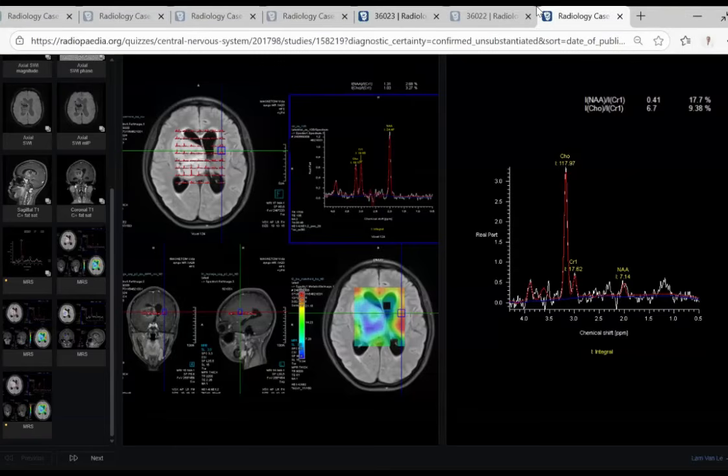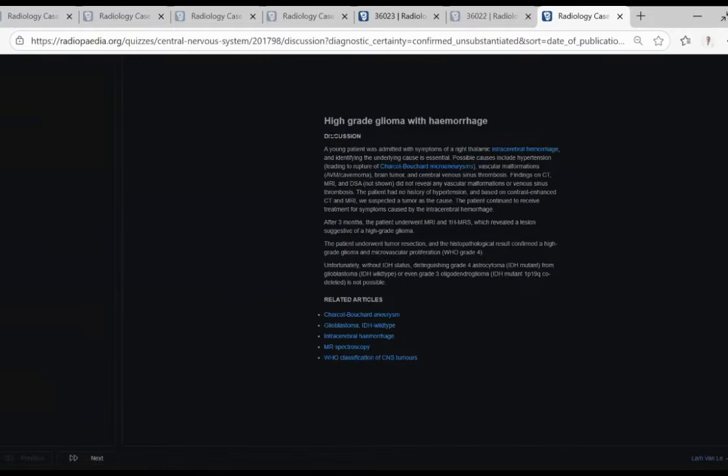Hello? Yes, doctor. So what is this? High-grade glioma with hemorrhage? Hemorrhagic space-occupying lesion. By the way, it is a very difficult case.